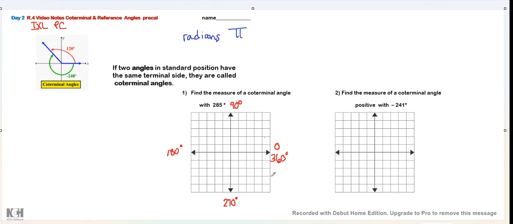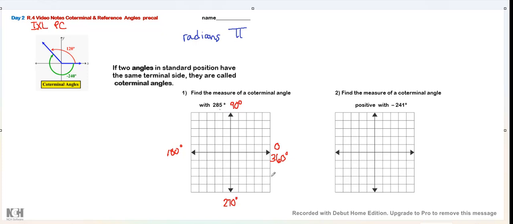You don't have to. IXL doesn't. Sometimes it helps to visualize, especially for me it does. So right here we have 0 degrees. Right up here, we have 90 degrees, then we keep going over, we have 180 degrees, 270 degrees, all the way around to 360 degrees.